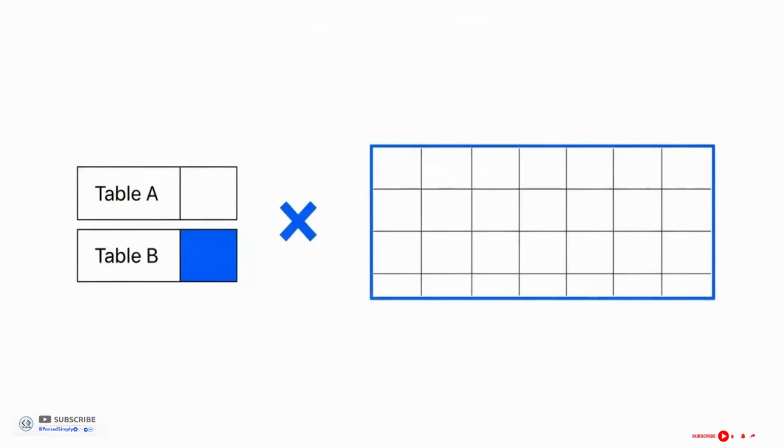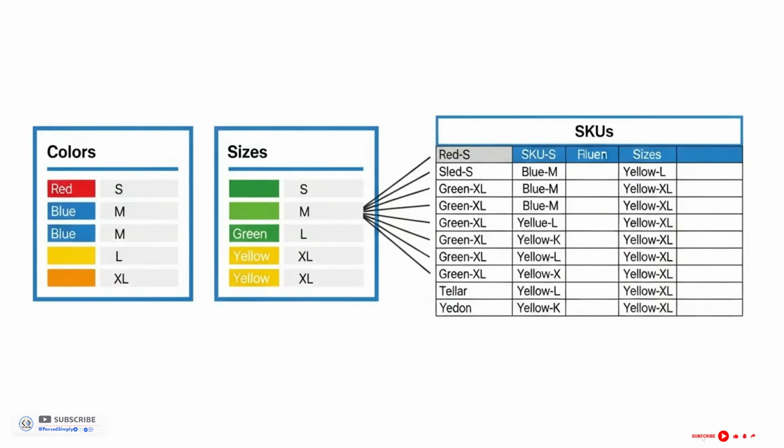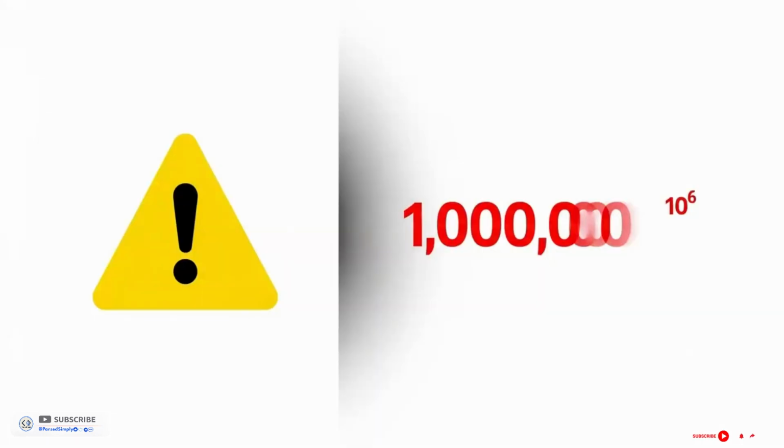Moving from specific matches to total combinations, the cross-join or Cartesian product returns every possible pairing between two tables, regardless of relationship. Unlike other joins, a cross-join requires no ON clause. If table A has 10 rows and table B has 10, the output is mathematically fixed at 100 rows. This is most useful for generating master lists, such as creating every possible combination of product colors and sizes to initialize an inventory matrix. Exercise caution.